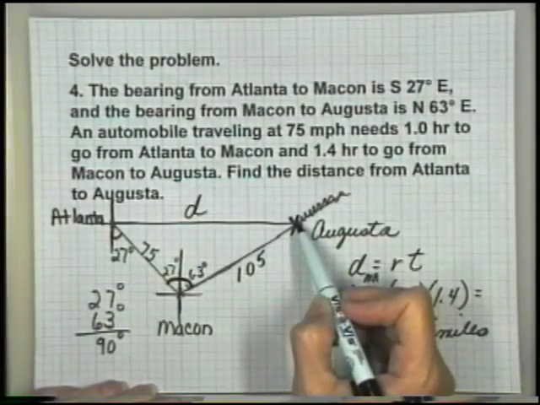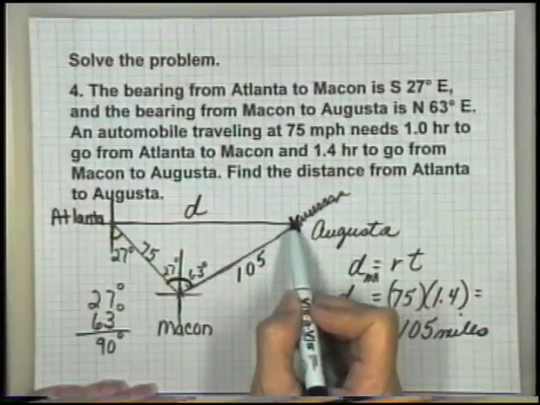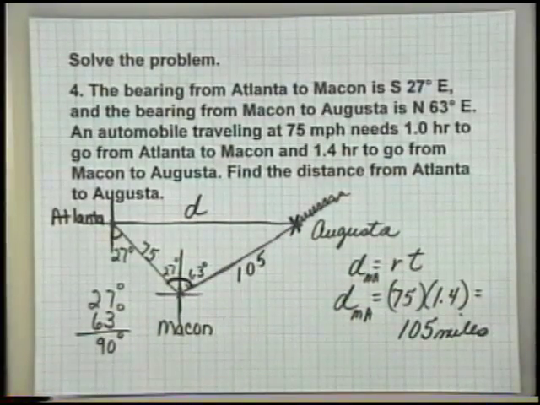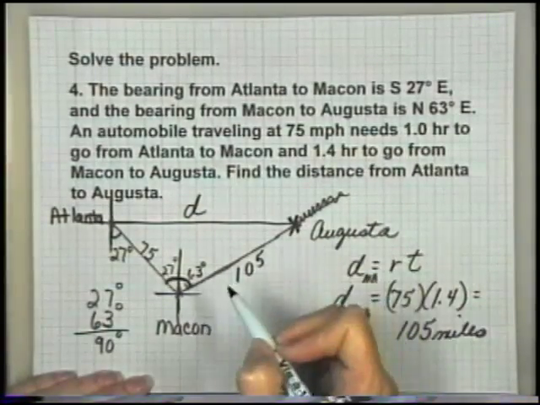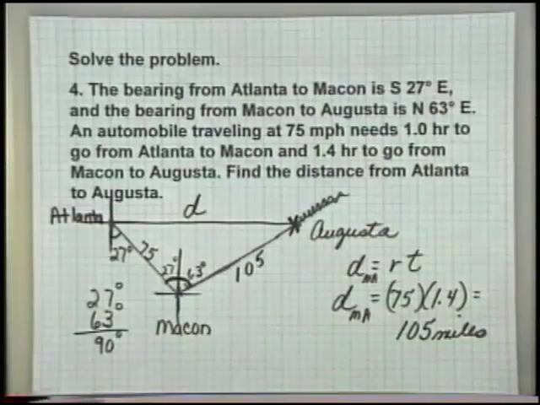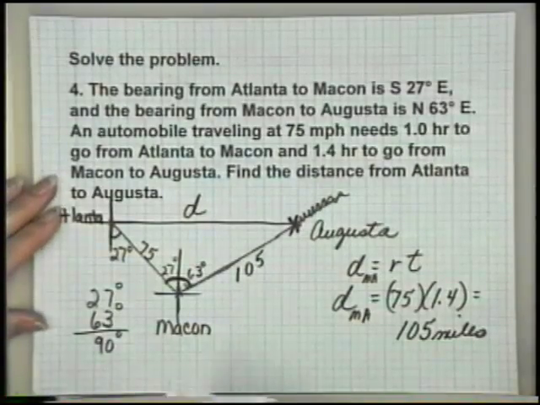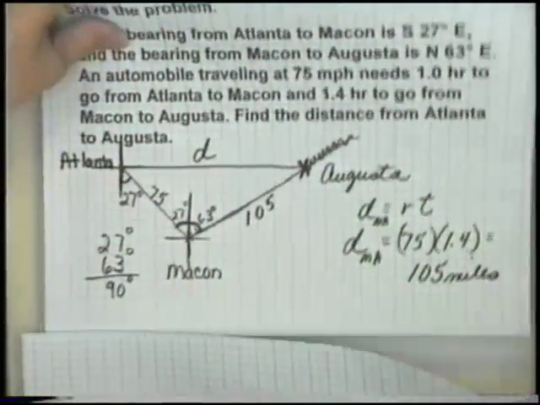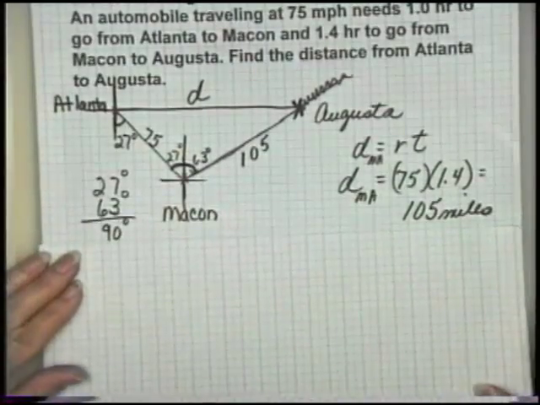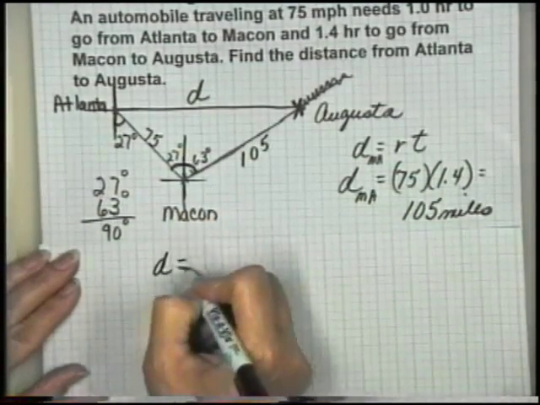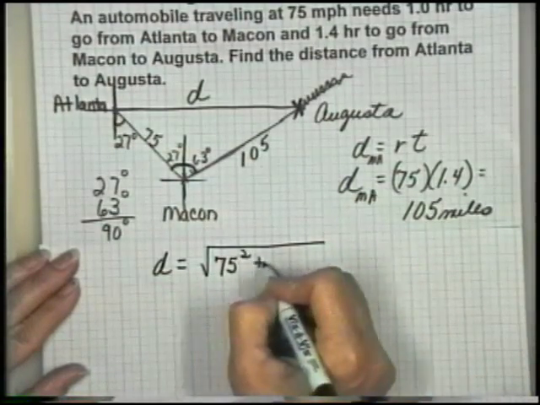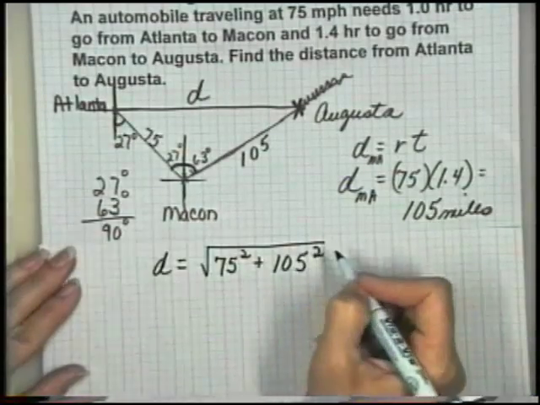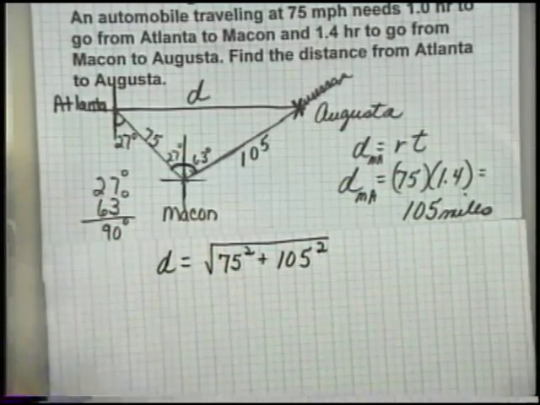We're given the two legs of that right angle, and we're supposed to find the hypotenuse, which is the side across from the right angle. These are the legs of the right triangle, aren't they? And we're looking for the hypotenuse, which is across from the right angle. And how do we find the hypotenuse when we know what the legs are? We'll use Pythagoras, won't we? D equals the square root of 75 squared plus 105 squared.